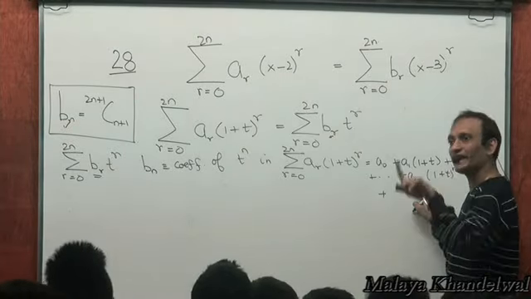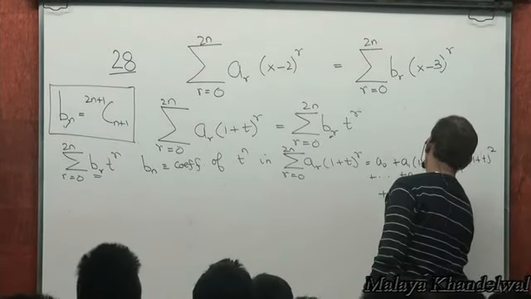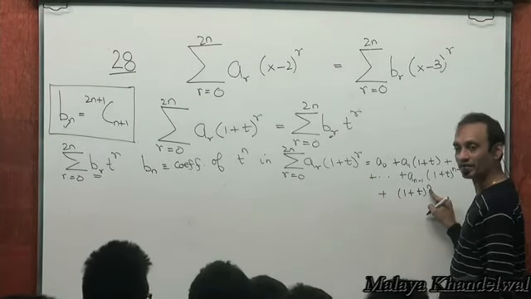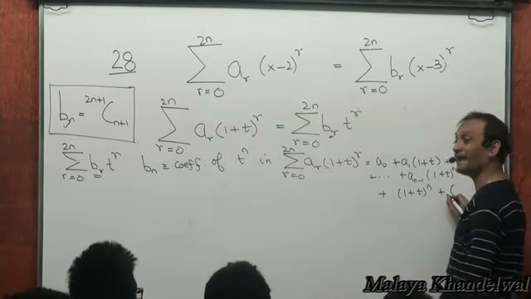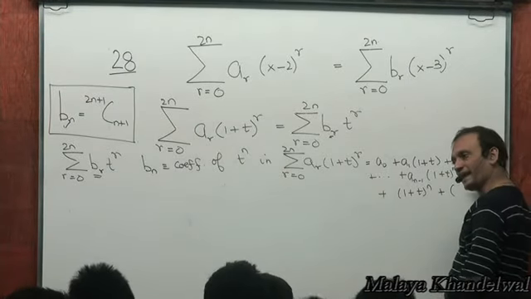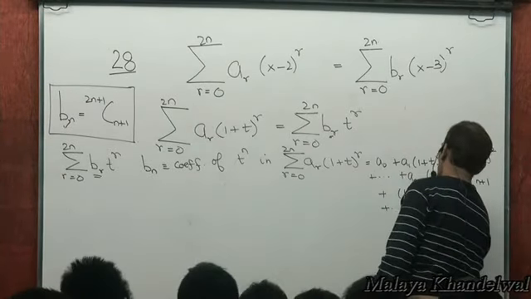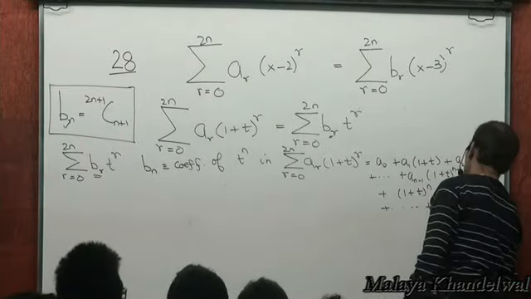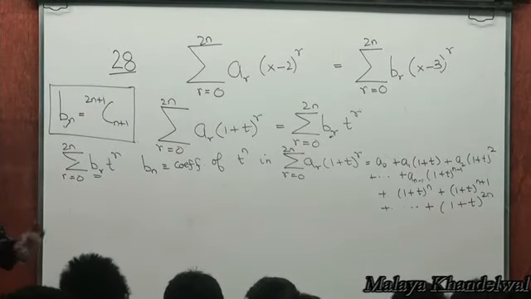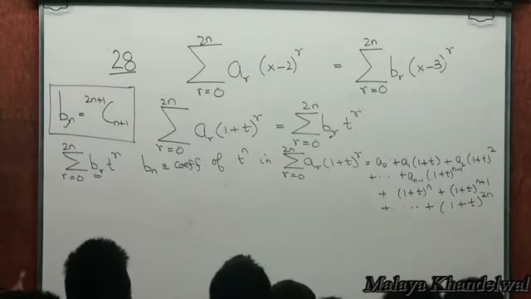a_(n plus 1) would be 1, a_(n plus 2) would be 1, a_(n plus 3) would be 1. So the next term would be 1 into (1 plus t) to the power n, then a_(n plus 1) into (1 plus t) to the power n plus 1, and going this way, a_(2n), which is 1 into (1 plus t) to the power 2n. Clear? Yes or no? I am seeking the coefficient of t to the power n in this summation. That will be equal to b_n. Right?